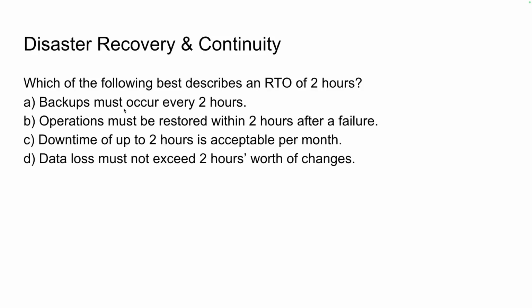Which of the following best describes an RTO, a recovery time objective of 2 hours, right? So backups must occur every 2 hours. That would be the recovery point objective. Operations must be restored within 2 hours after failure. That is the recovery time objective. Downtime of up to 2 hours is acceptable per month. That's not it. Data loss must not exceed 2 hours. That's not it either. So B.